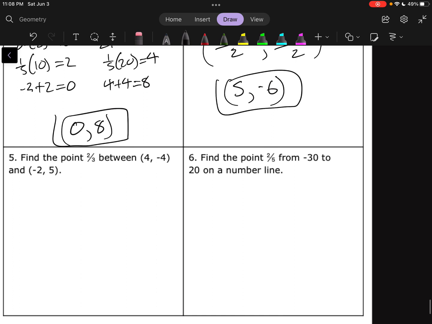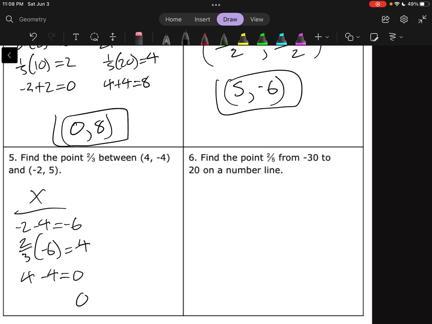2/3 of the way between those. So for my x's, that's -2 minus 4, which is -6. 2/3 of -6 is -4. And 4 plus -4, or 4 minus 4, is 0. For my y's, I've got 5 minus -4, which is 9. 2/3 of 9 is 6. -4 plus 6 is 2.